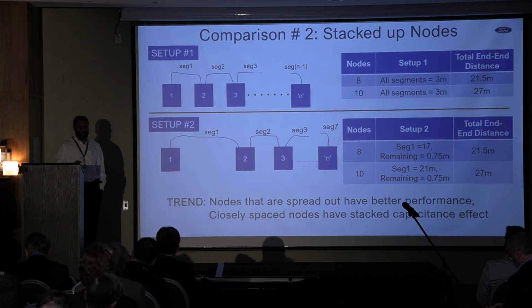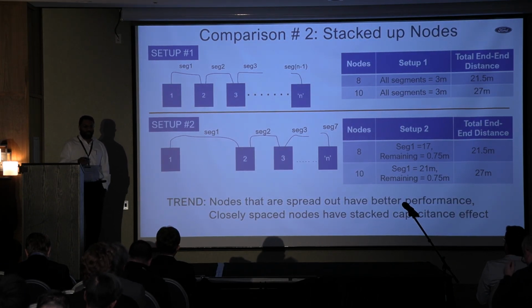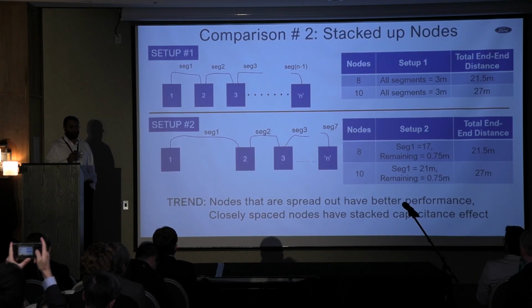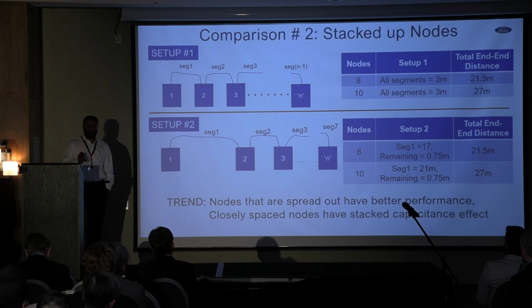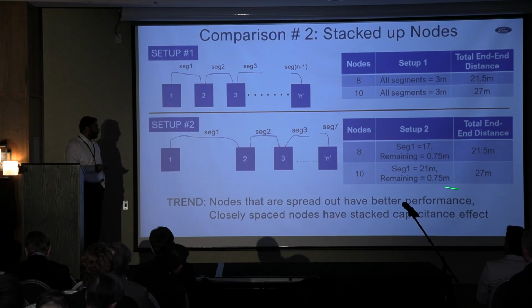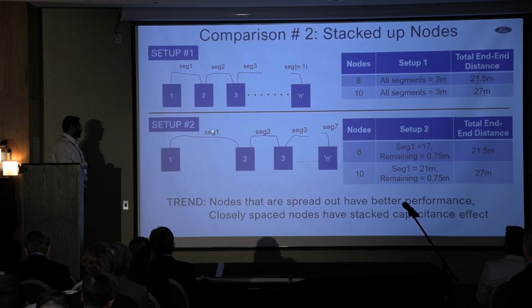In our next comparison, we kept the end-to-end distance the same, meaning we took an 8-node setup and a 10-node setup with the same end-to-end distance. But we increased the distance of segment 1. For setup 2 we increased it to 17 meters, and on the 10-node setup we increased it to 21 meters, but everything else we left at 0.75 meters. If you look here, the end-to-end distance in both cases was the same.